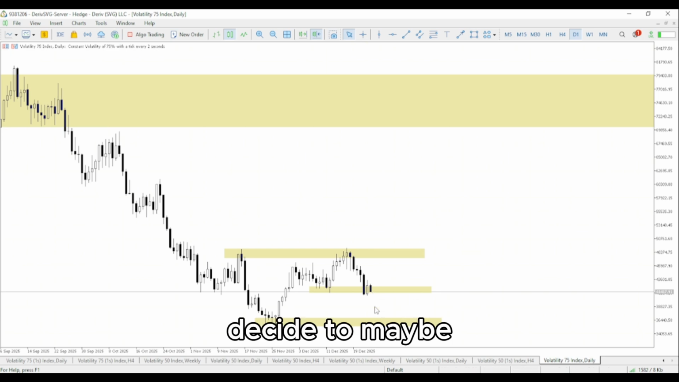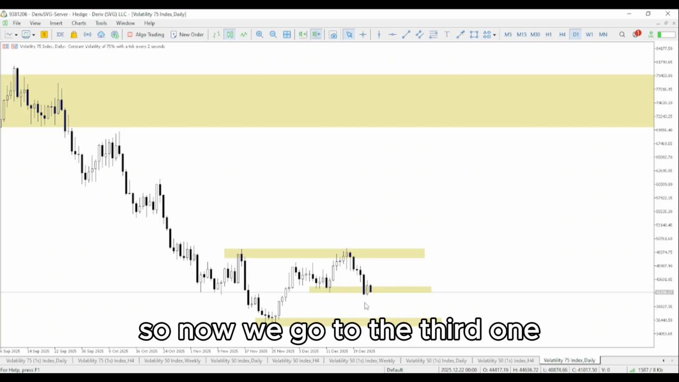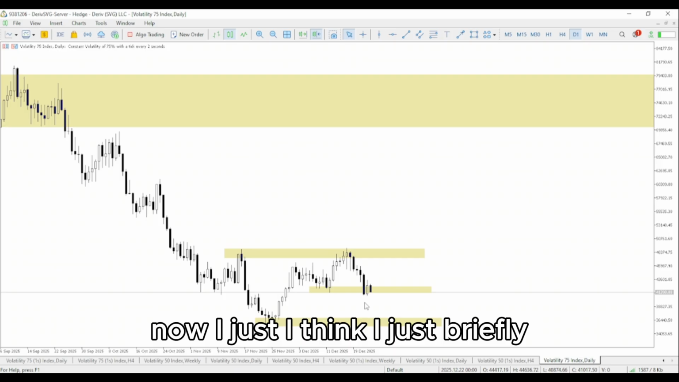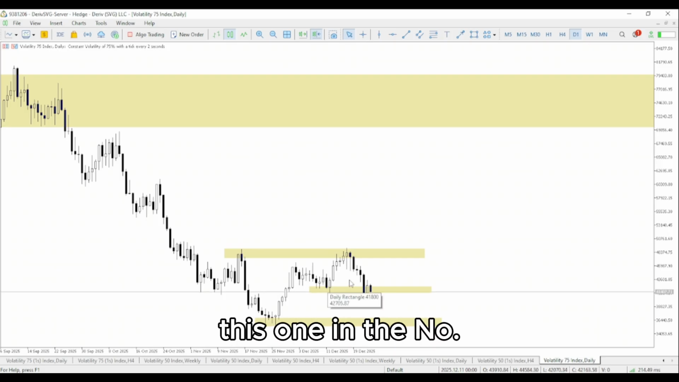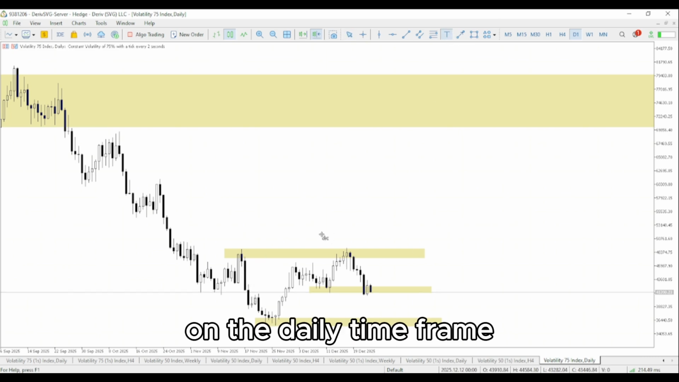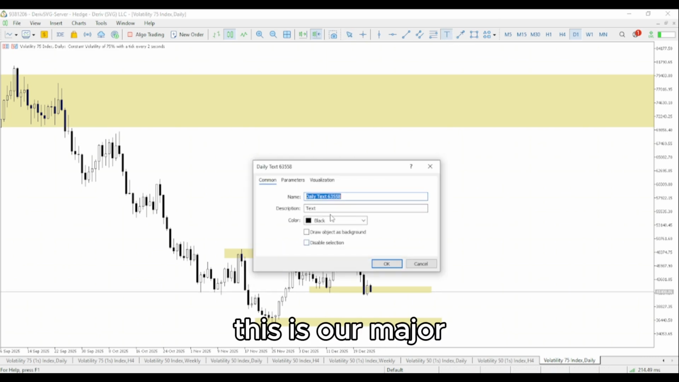Then we can decide to trade the retest after the market breaks and retests from here, or decide to look for where we can position our sell from. You understand? So now we go to the third one, which is the key major levels. I think I just briefly explained this one in number 2 right here. So take that down. Number 3, the major key levels. This is our major key level on the daily time frame.